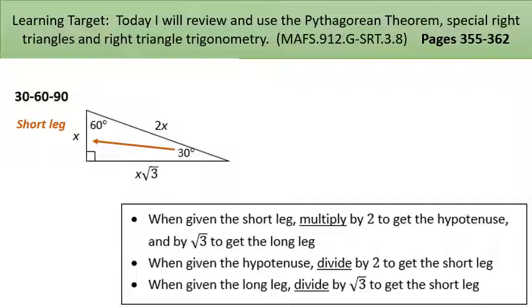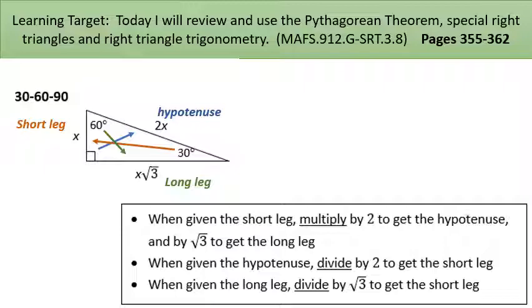In a 30, 60, 90 triangle, the two legs are not the same size like they were in the 45, 45, 90. One's always going to be shorter and one's always going to be longer. The side that's opposite the 30-degree angle, that's your short leg. The one that's opposite the right angle, that's the hypotenuse. The one that's opposite the 60-degree angle, that's the long leg. So in a 30, 60, 90, we're going to have a short leg, a long leg, and a hypotenuse.